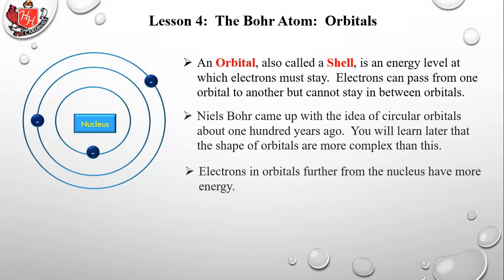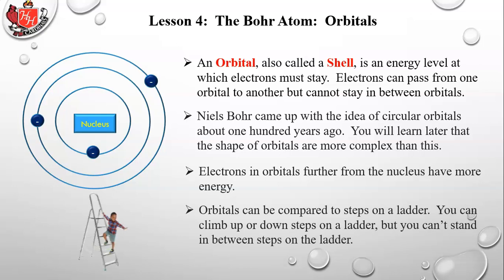Electrons in orbitals further from the nucleus have more energy. So the nucleus is trying to pull in an electron. If it were to gain more energy, it could resist the pull of the nucleus and move further away from the nucleus to a higher energy level. If it gets enough energy, it can actually break away from the atom altogether.